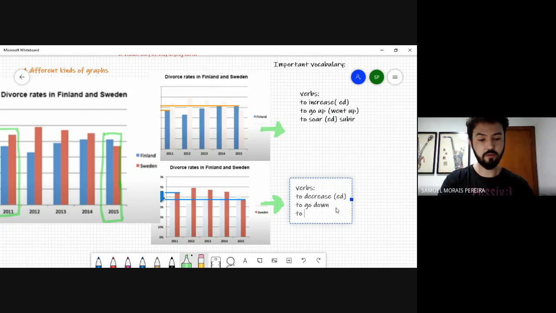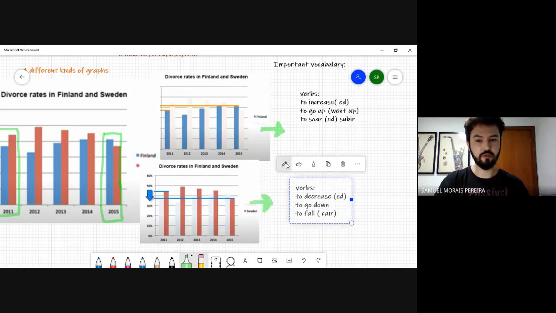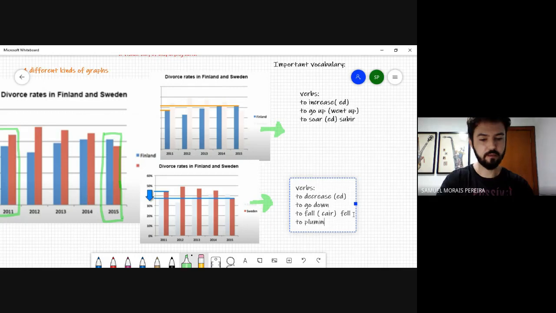You can say fall, cair, propriamente dito, né? Cair. You could say, for example, here, Sweden's divorce rates have fallen over the years, or they fell. Can you see? They fell. Eles caíram. They fell. O passado de fall é assim, ó, fell. Por isso que eu tô falando fell, they fell. Se for uma queda vertiginosa, muito acentuada, you say plummet. Plummet. This is a regular verb too.